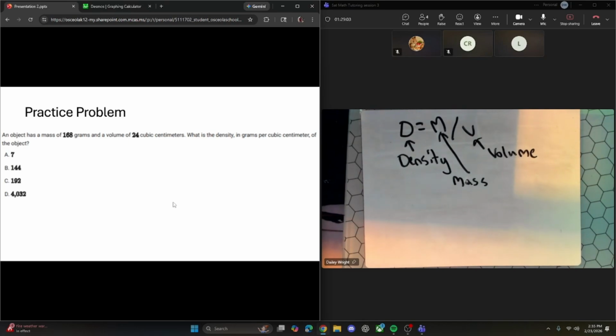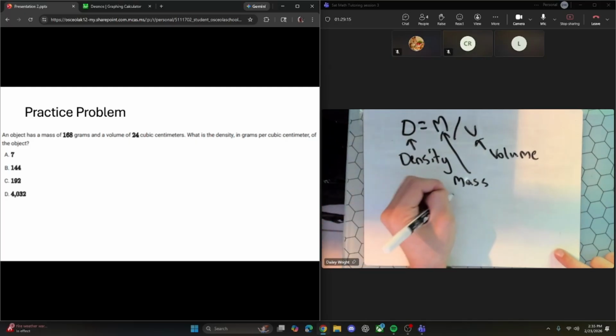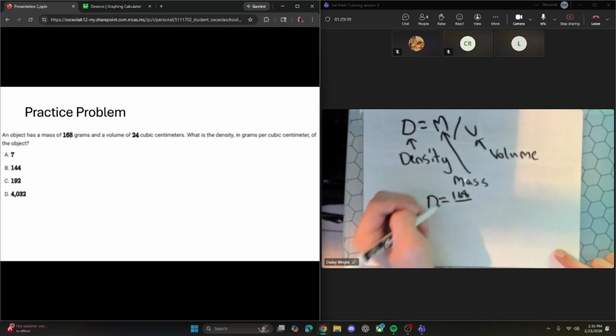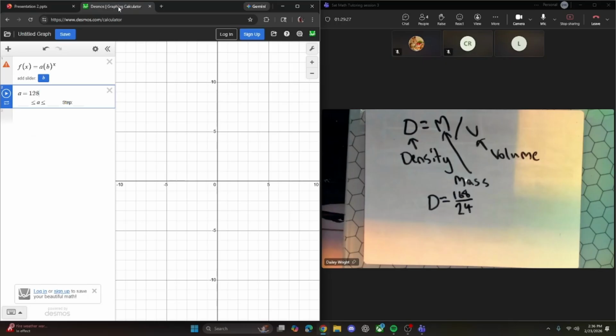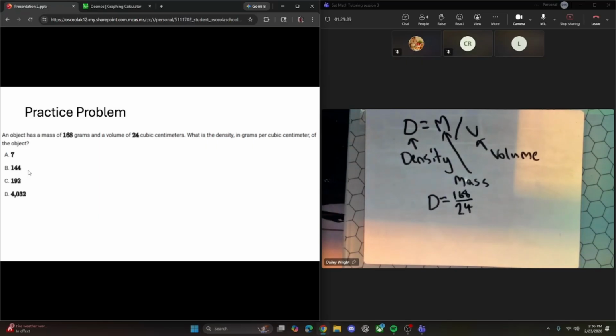An object has a mass of 168 grams and a volume of 24 cubic centimeters. What is the density of the object? So if density equals mass over volume, we're looking for density. It gives us mass of 168 and then volume of 24. So we just go to Desmos and do 168 divided by 24. That would give us 7, so the answer to this question is 7. Again, this is going to be one of your easier questions.